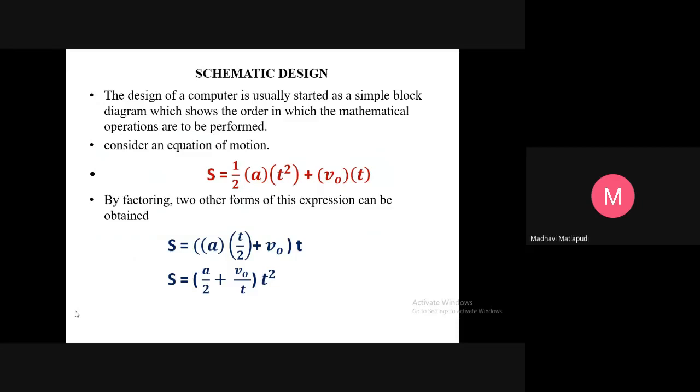Now, let us take the most fundamental equation of motion of a displacement. That is, displacement is half acceleration times t square plus initial velocity into time. So S is equal to half A T square plus V naught T. Now this expression can be written in two other forms. What are those? One, you can write the same expression as S is equal to A into T by 2 plus V naught into T, taking T as common. The second form is S is equal to A by 2 plus V naught by T into T square. So you can write the same equation of motion in two different forms.